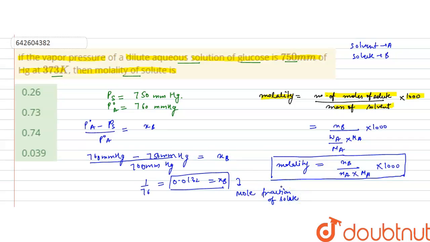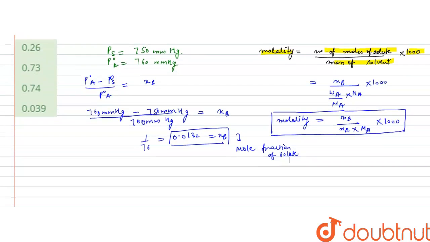Now if we have the mole fraction of solute, we can calculate the mole fraction of solvent, because mole fraction of solute plus mole fraction of solvent is always equal to 1. So we have XB plus XA equals 1. So XA equals 1 minus XB, that is 1 minus 0.0132, which will be equal to 0.9868.